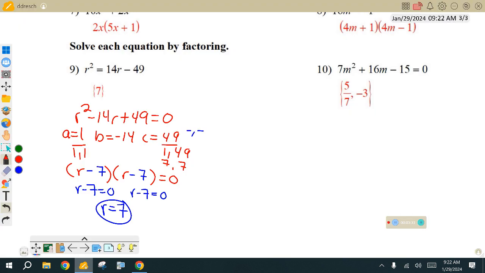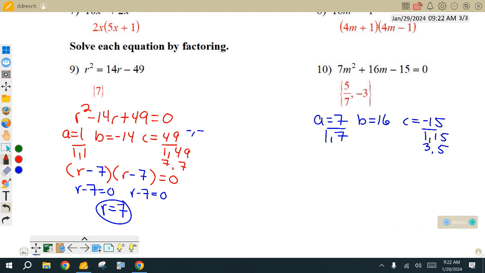The last one there, it's good to go. It's in standard form. There is no GCF up there. We're stuck with 7. We're stuck with 16. We're stuck with negative 15. No big deal there. We've been doing this one for now quite a while.